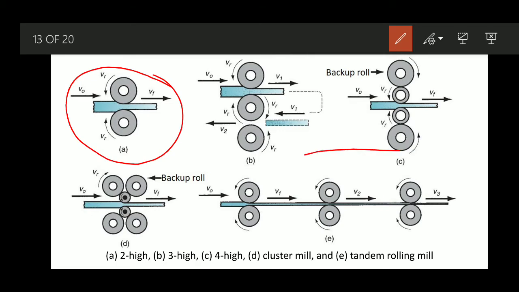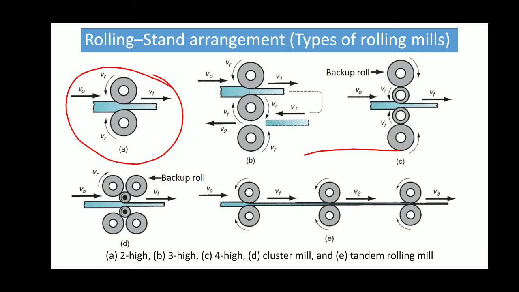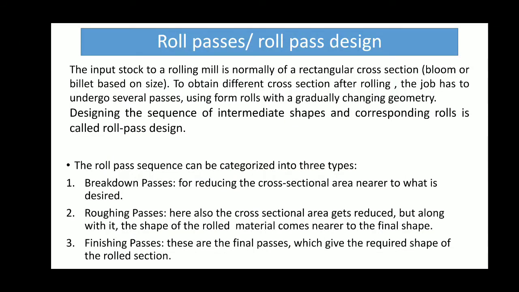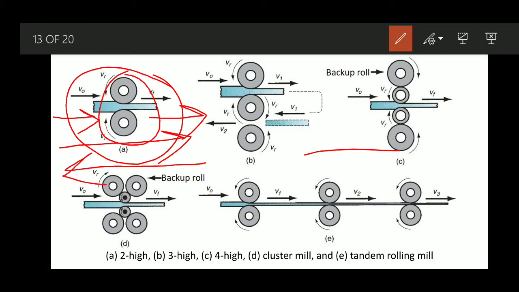This particular 2 high rolling mill can be either reversing type or non-reversing type. Okay, so what is this reversing type or non-reversing type? From this particular figure you can see, this side is the entry zone. Okay, this is the exit. So reversing or non-reversing means that when we complete one pass, we can change the direction of these two rolls and it can be followed in this particular direction, and there will be another roll pass.